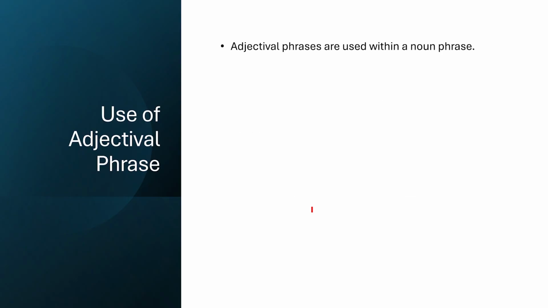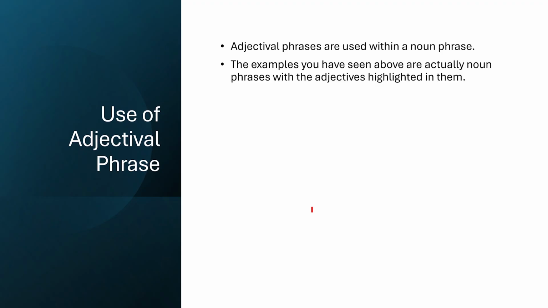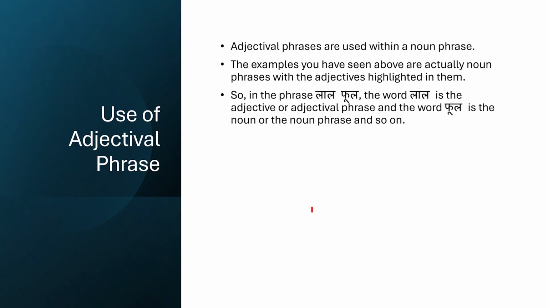Adjectival phrases are used within a noun phrase. So the examples that you have seen above are actually noun phrases with the adjectives highlighted in them. So in the phrase lal phool, the word lal is the adjective or adjectival phrase, and the word phool is the noun or the noun phrase, and so on.